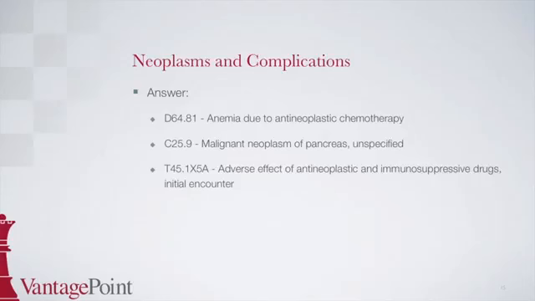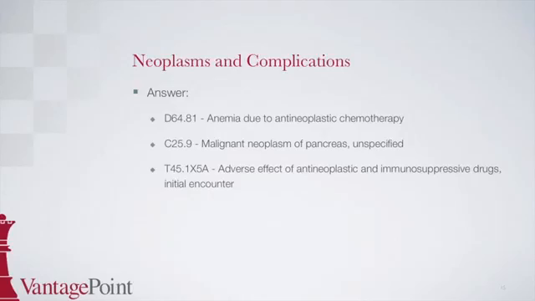Our next code is C25.9, malignant neoplasm of pancreas unspecified. To find this code, I went to the neoplasm table, then went to pancreas and picked C25.9 in the malignancy primary column, as we don't have any indication that this is a secondary malignancy. I then confirmed this code in the tabular list.